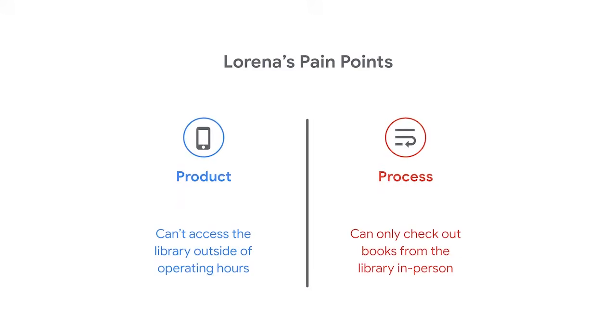The question should be specific in describing the needs of the user, but still have room for innovation in the final product. This means that the question is broad enough to leave space for solutions that might not be evident yet. Let's think back to Lorena, a user that we interviewed while conducting research for our library website. One of Lorena's pain points was that she can't access the library outside operating hours. And her other pain point was that she can only check out books from the library in person.